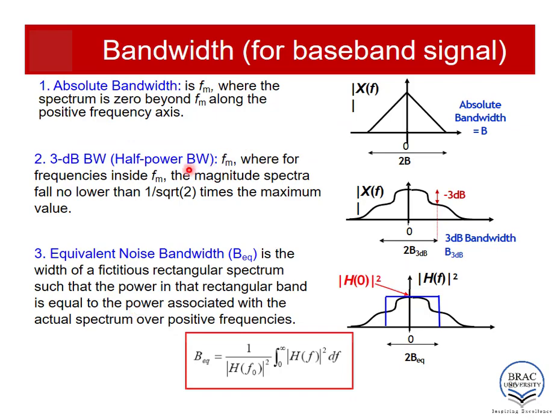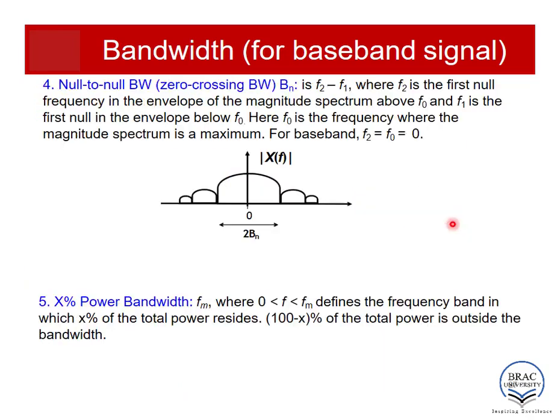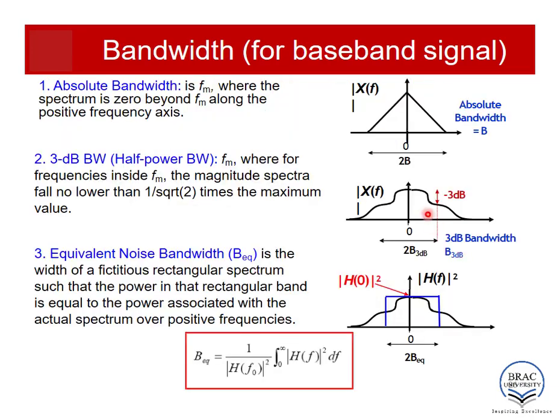In half power bandwidth, we calculated the frequency which covers half of the total power. In this case, this was the frequency which covers half of the total power of the spectrum. In the case of X% power bandwidth, you will be given a certain percentage of power to cover. Let's say you are asked to determine 80% bandwidth. In that case, if this was the spectrum, then you have to determine which frequency covers 80% of total power.